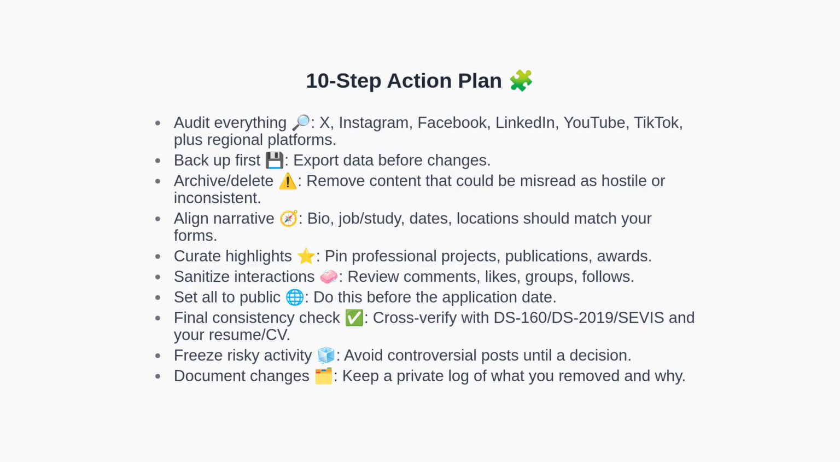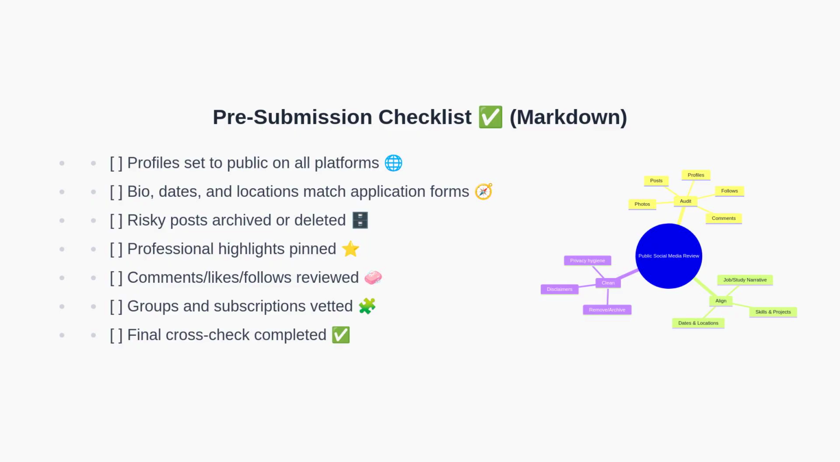Conduct a final consistency check against your DS-160, DS-2019, SEVIS entries, and your resume, or CV. Pause potentially controversial activity while your case is pending. Finally, maintain a private log of changes for your own records and, if needed, to explain updates. Beyond the basics, use this markdown checklist to ensure nothing is missed.